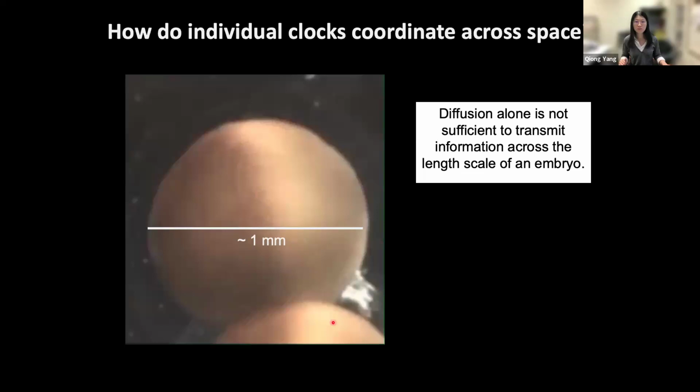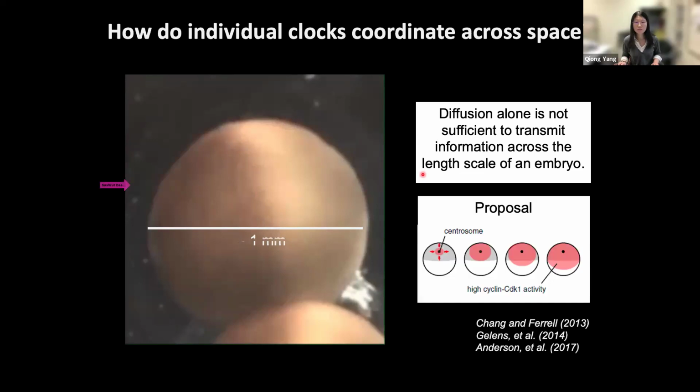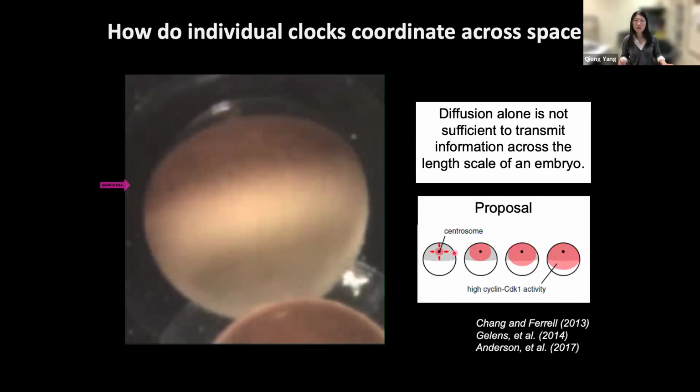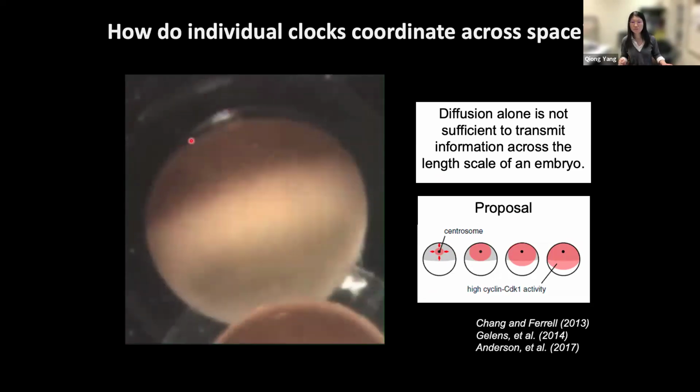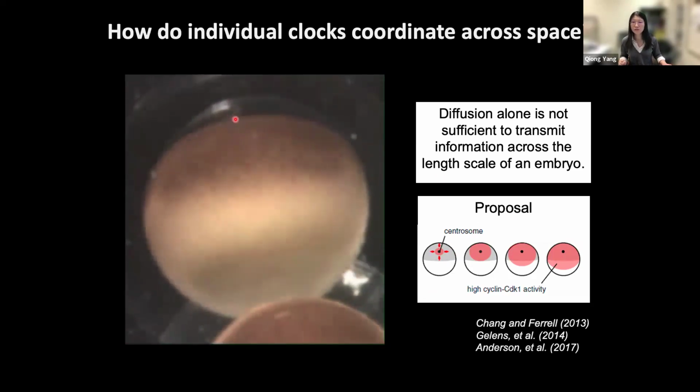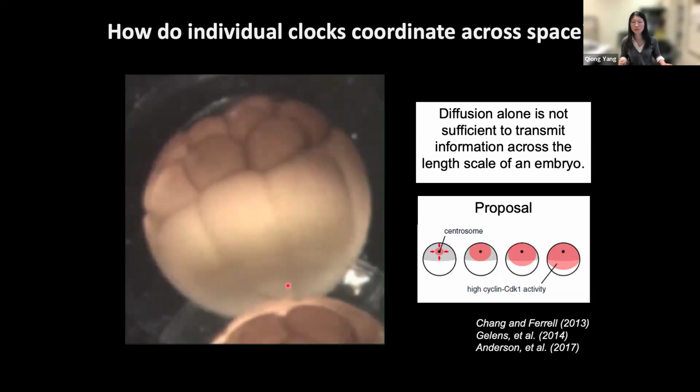And we know that the synchronized oscillations take about 15 to 25 minutes, depending on the species. So there has been an interesting proposal that there might be some wave propagation, where CDK1 can activate close to the centrosome and then propagate downwards. And in fact, if you look closer at these dividing embryos, you find that the division furrow does not appear immediately. It actually propagates from the animal pole to the vegetal pole.